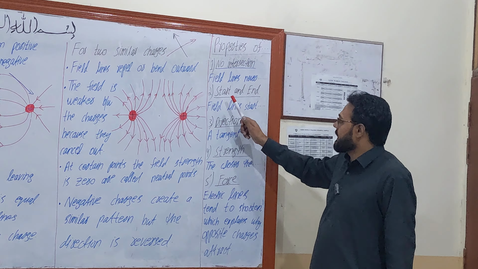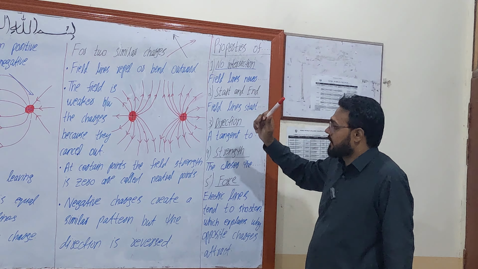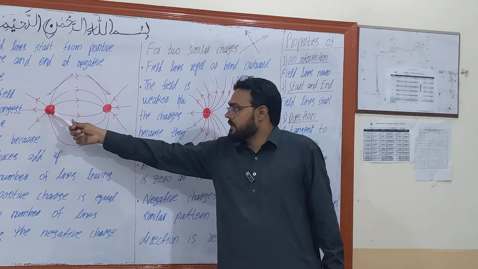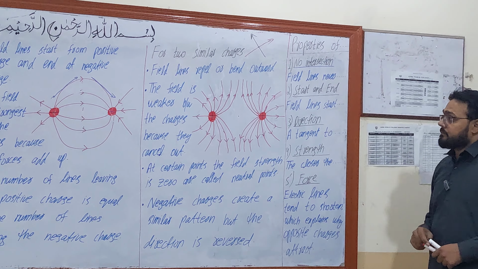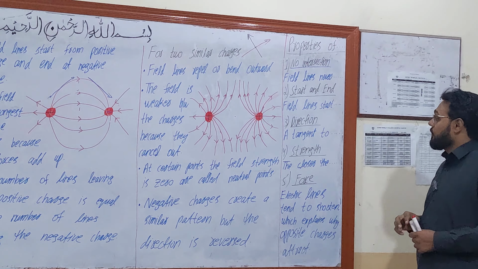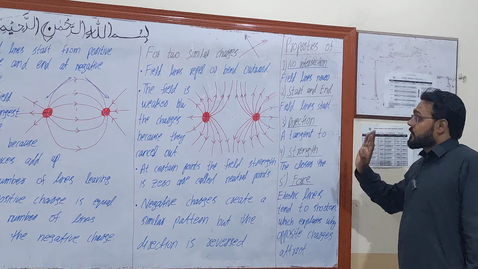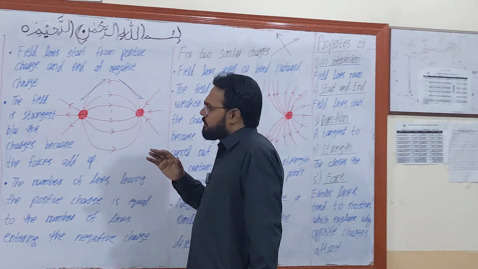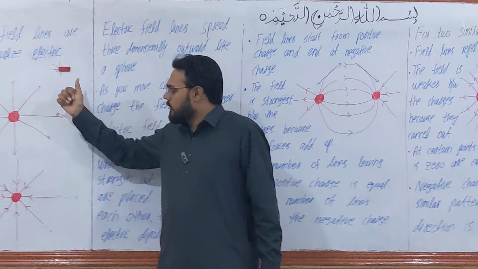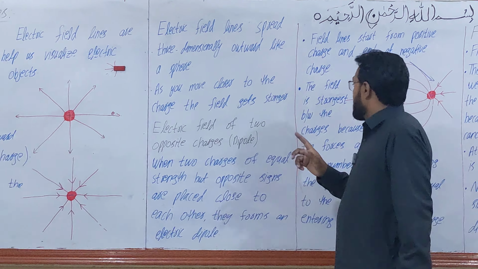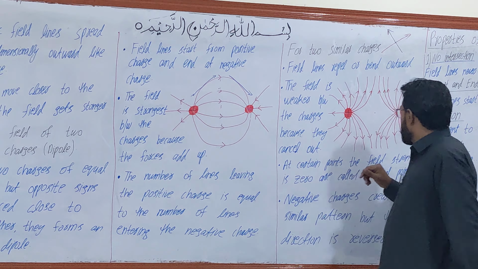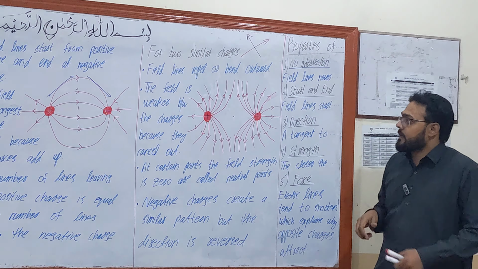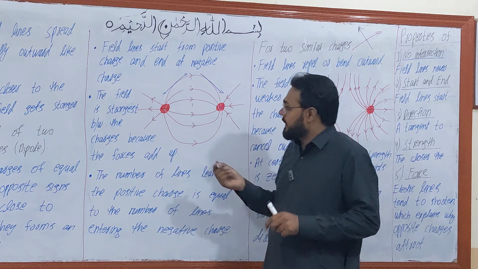That is the first property. Second, field lines start from the positive charge and end at the negative charge. Third, the direction of field lines. The direction of field lines for positive is outward, for negative is inward, but at a curved place, the direction of field lines is tangent. The direction is tangent to the field lines at that point.